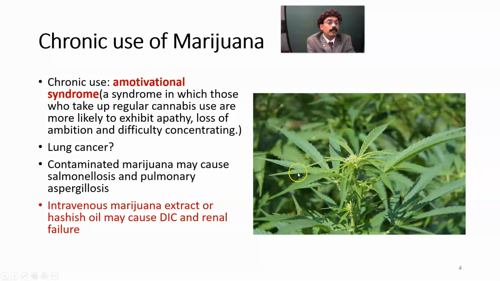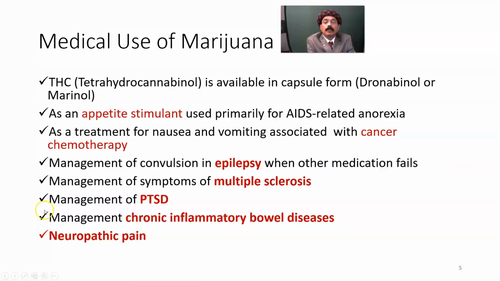So this is the cannabis tree, and we get the marijuana from this part, the leaf and flowering part.